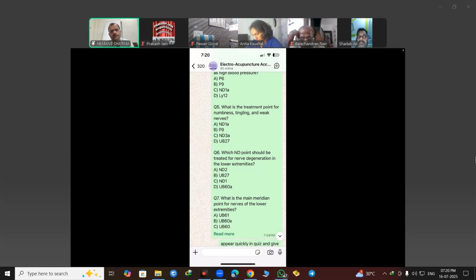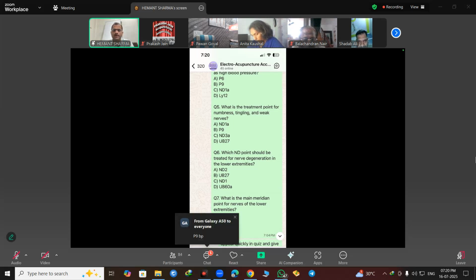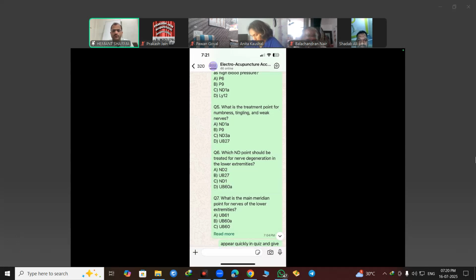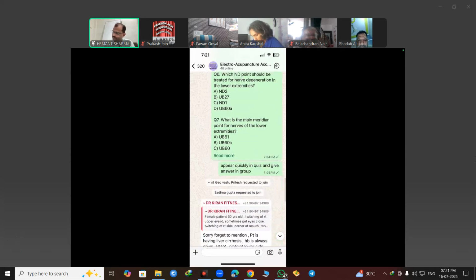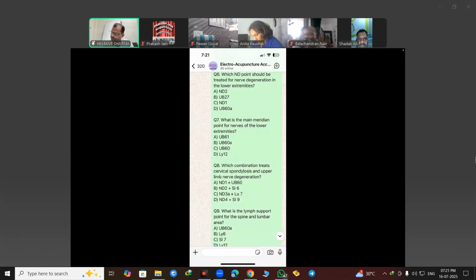Question number 6. Which ND point should be treated for nerve degeneration in the lower extremities? ND1. ND1 treats the nerves of the legs. Question number 7. Which is the main meridian point for the nerves of the lower extremities? UB61. The point for the nerves of our legs is UB61, urinary bladder 61. That is UB61.